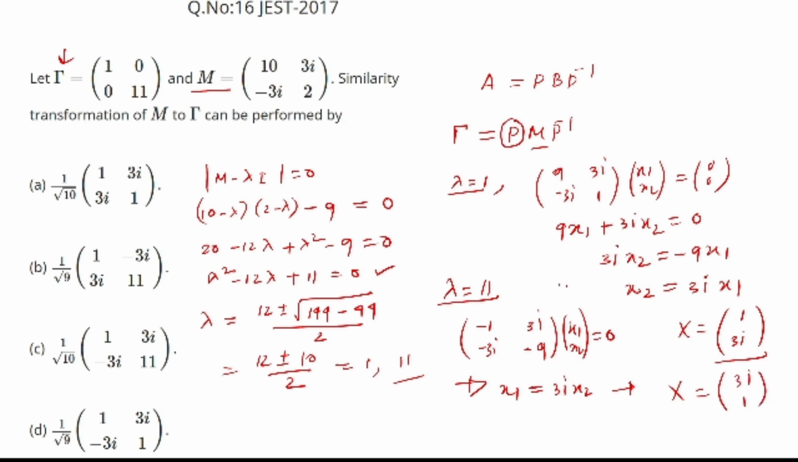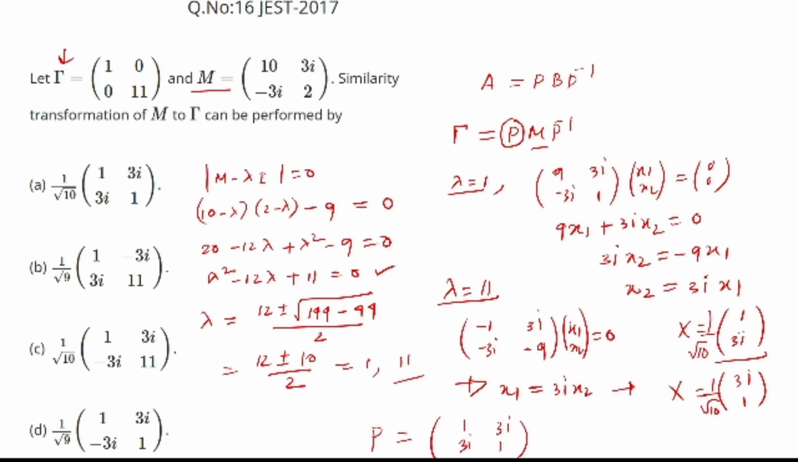Okay, so ultimately we get that P matrix here. So the transformation matrix will be the eigenvectors of these two. So 1, 3 iota, 3 iota, 1. If we want to normalize it, then 1 divided by root 10 will be there.